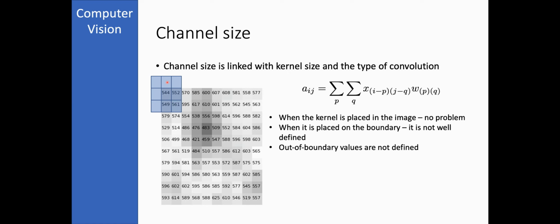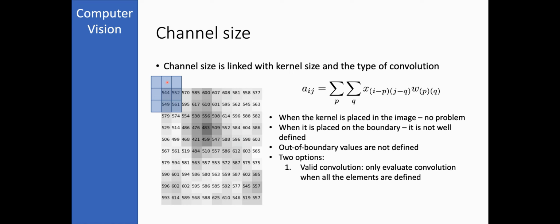So if these out-of-boundary values are not defined, then I have really 2 options. Either I perform valid convolutions, meaning that I can only evaluate the convolution when all elements are well defined. In other words, when there is a pixel corresponding to each of the kernel weights. Or yet in other words, when the kernel is fully overlapping with some set of pixels. So I can only place the kernel here, in this 9 pixels in that case.